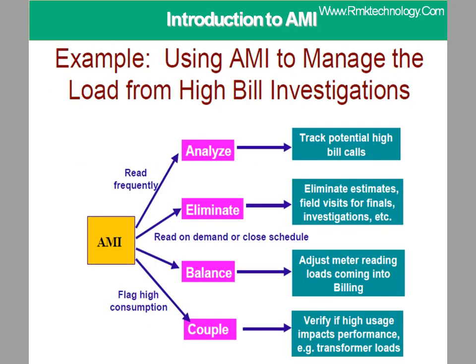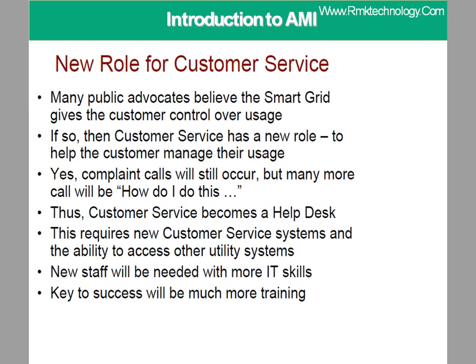This slide shows one use case of high bill investigations. The read from AMI is used to analyze, eliminate, balance and couple. It can be used to track potential high bill calls, eliminate estimates, adjust meter reading and verify if high usage impacts performance. AMI leads to a new customer service experience. It gives the user control over usage of utility services. In this regard, utility customer service activity has also turned into a help desk, helping customers choose the usage pattern for best saving. IT skills become imperative for the workforce.